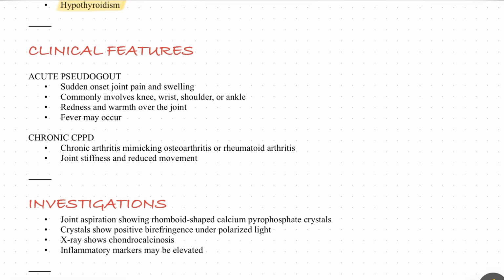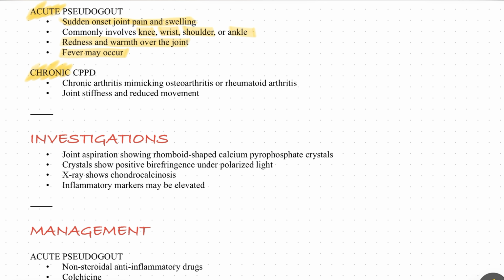Then clinical features. As in gout we studied acute and chronic, even here it is acute and chronic. Sudden onset joint pain and swelling, commonly involving the knee, wrist, shoulder and ankle. Redness and warmth over the joint. Fever may occur; there also it may or may not be present. Then coming to chronic, we see chronic arthritis mimicking osteoarthritis or rheumatoid arthritis, with joint stiffness and reduced movement.